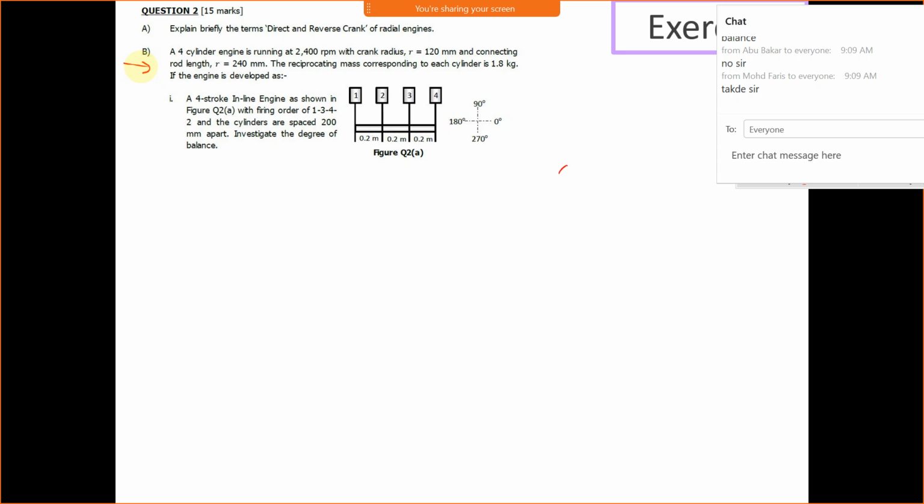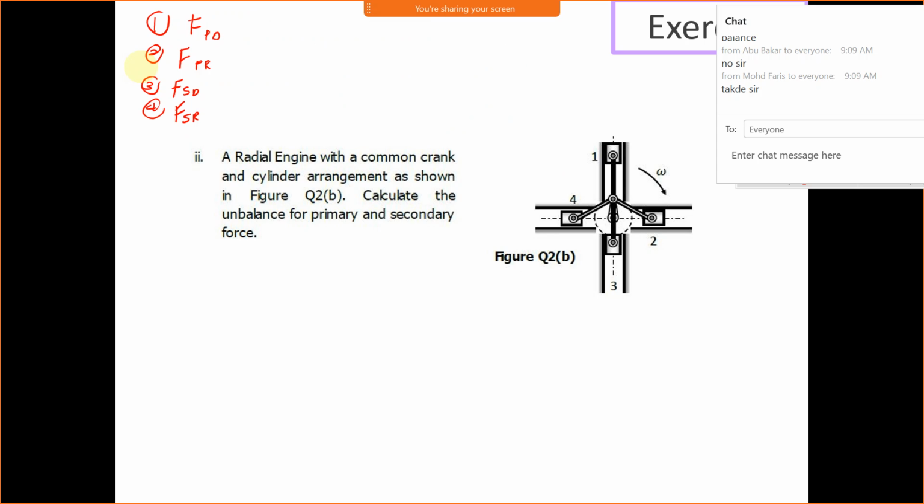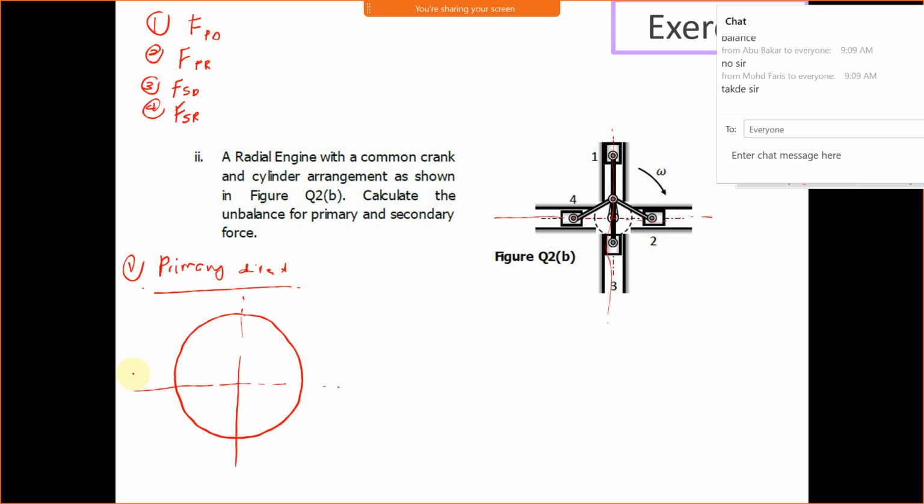So sama juga, we need to find the position. First is we look at the position of cylinder. Number 1, this is number 1, number 3 same, 2 and 4 same. So maksudnya bila kita lukis untuk primary force, primary direct, alright. Number 1 is primary direct. So what is our position of primary direct? Okay, position of primary direct dia bergantung kepada crankshaft yang sama dekat atas.